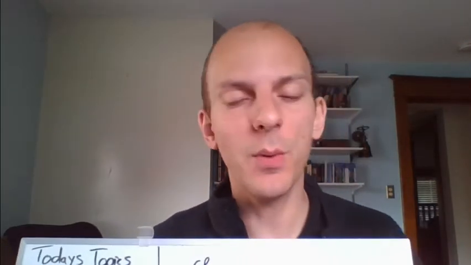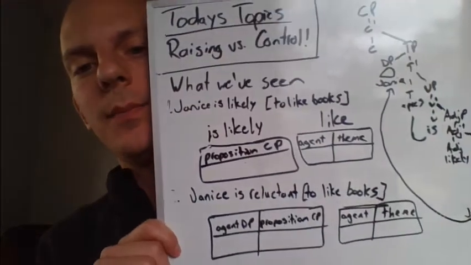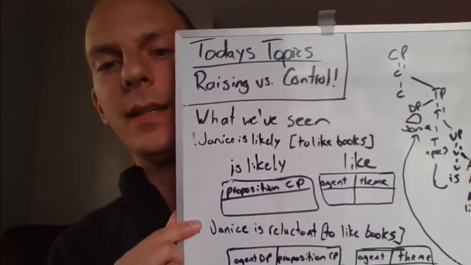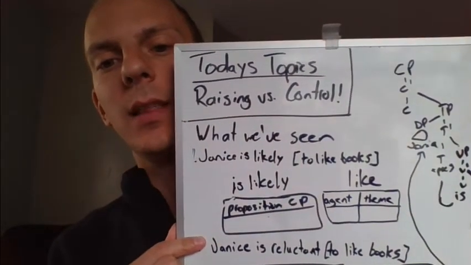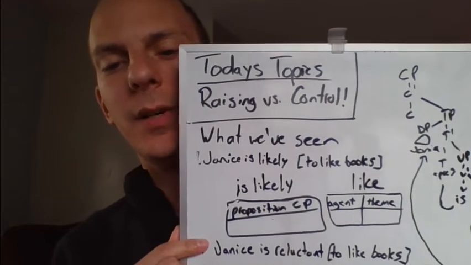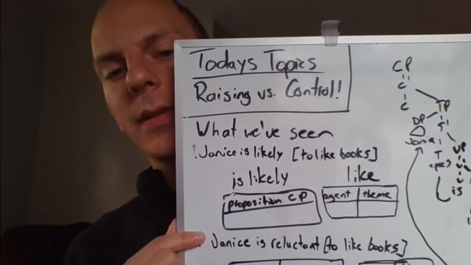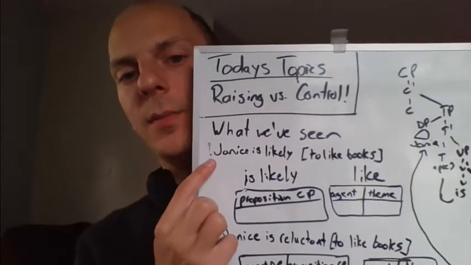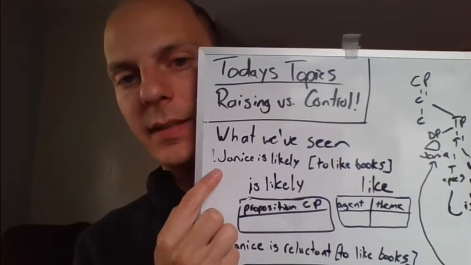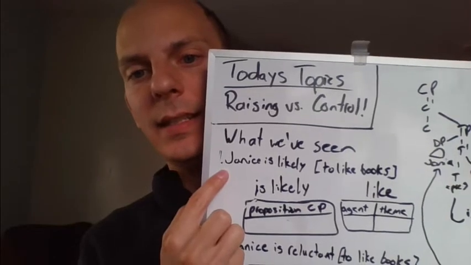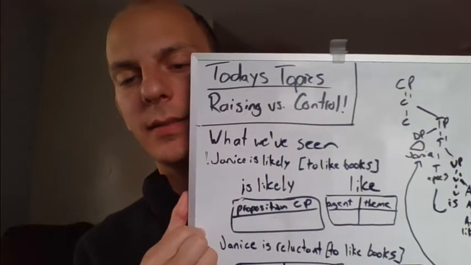Now, let us look at some weird sentences. They're not actually that weird, they won't sound that weird to you, but they're structurally odd, as we noticed with our homework last time. So now let's think about this sentence. Janus is reluctant to like books. Note how similar it seems to this sentence up here. Janus is likely to like books, Janus is reluctant to like books.